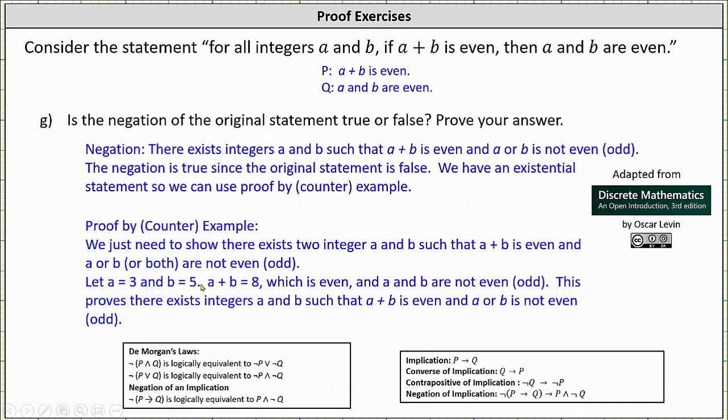Let a equal 3 and b equal 5. a plus b is equal to 8, which is even, and a and b are not even. This proves there exist integers a and b such that a plus b is even and a or b is not even. Remember, a or b is not even is still true when both are not even, which is the example that we used.